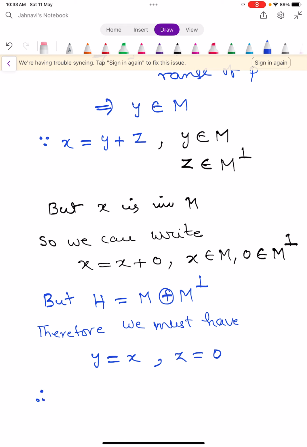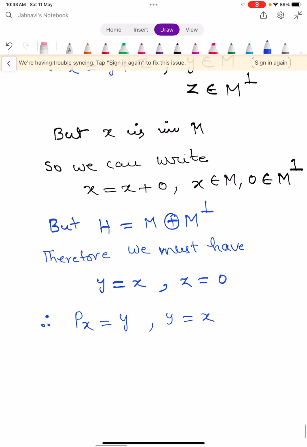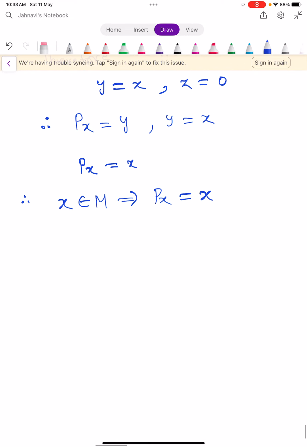Therefore, what we choose in the preliminary stage, Px = y, and we prove that y = x. Therefore, Px = x. Hence, we take the element x belonging to capital M, and we prove that Px = x. Up to this, we conclude that x belongs to M if and only if Px = x.